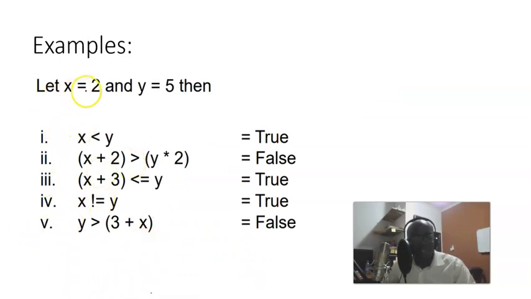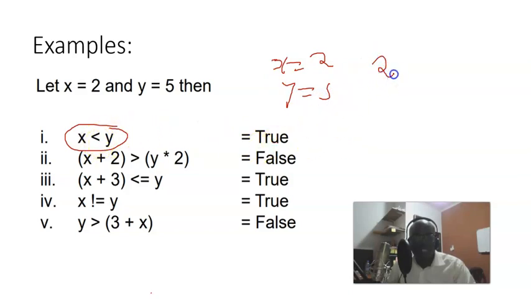If x equals 2 and y equals 5, let us look at this expression here. If x is 2 and y is 5, will this evaluate to true? Let us replace them by numbers: 2 and 5. Is 2 less than 5? Yes, this is true. And here we have true.